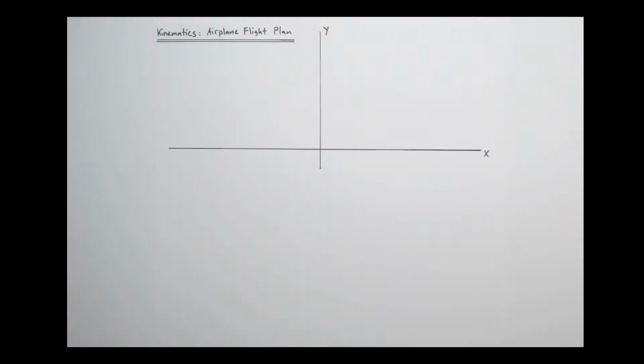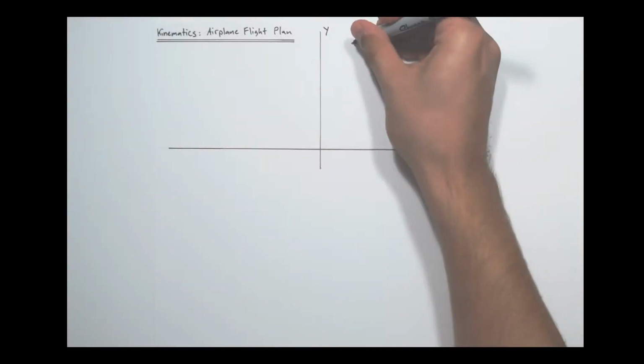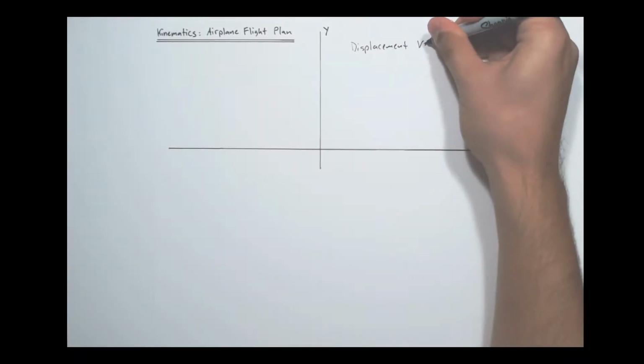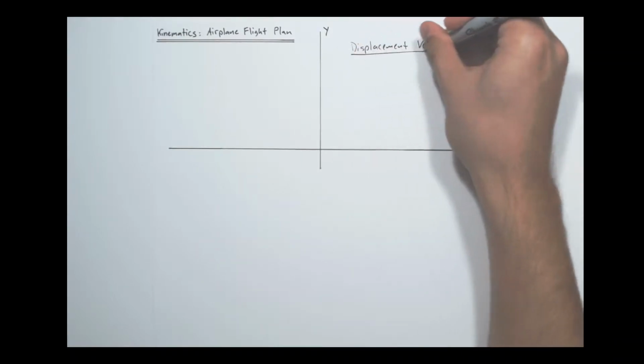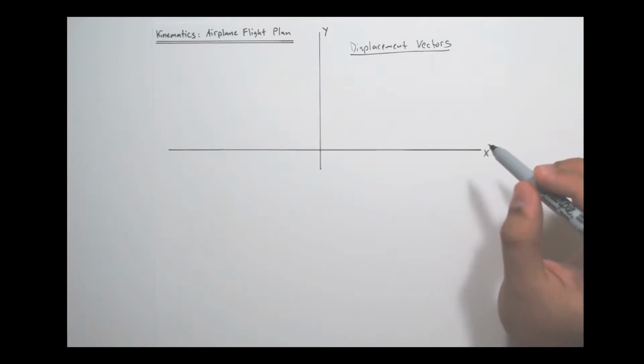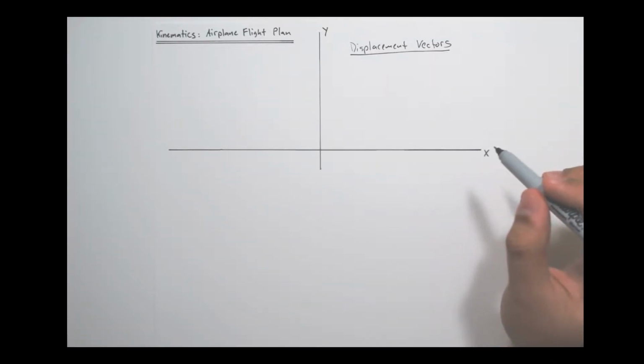This is going to be a walkthrough of a problem in kinematics called the airplane flight plan problem. Essentially, we have an airplane that is going to take a flight that involves going through 5 different displacement segments. These are actually going to be 5 different displacement vectors. As you know, a displacement vector is a mathematical object with a magnitude and a direction, and it tells you how far an object has traveled from one point in a straight line to the second point.